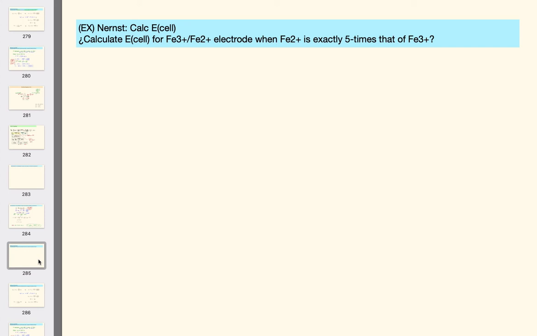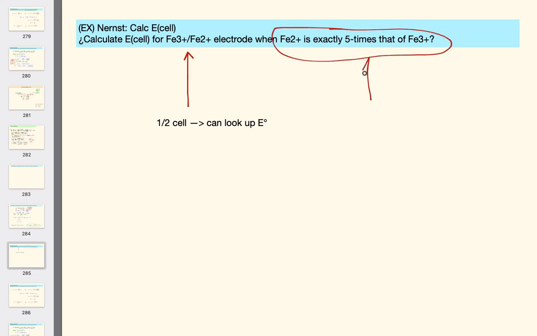Calculate E cell for an iron 3 to iron 2 electrode when the iron 2 concentration is exactly 5 times that of Fe3+. So let's think about that. Let's analyze that. What do we know? Well, we know we have a half cell, and we could look up the standard potential for that. And we know something about the concentrations of our products and our reactants. And if we know that, we can calculate Q.